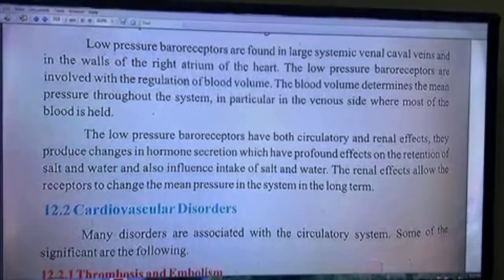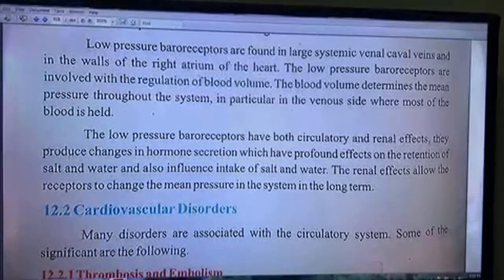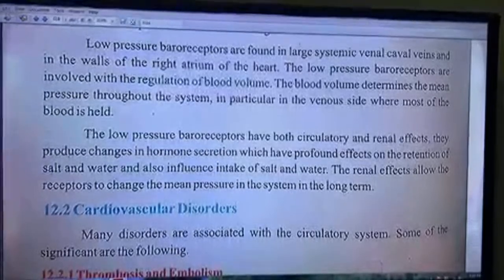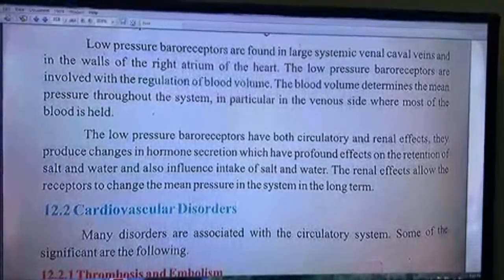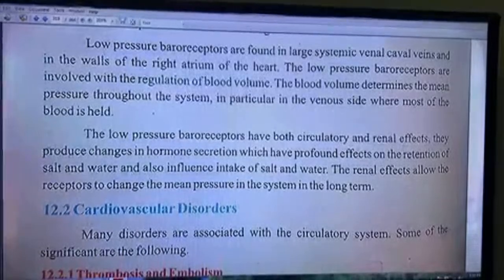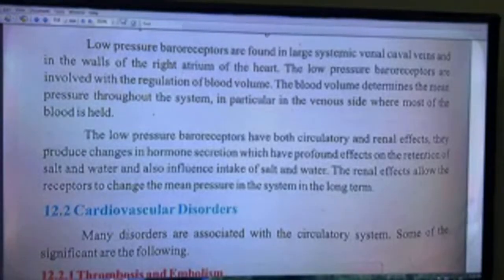They produce changes in hormone secretion which have profound effects on the retention of salt and water and also influence intake of salt and water. The renal effects allow the receptor to change the mean pressure in the system in the long term.